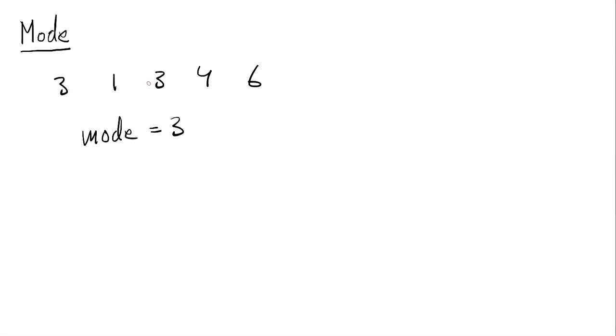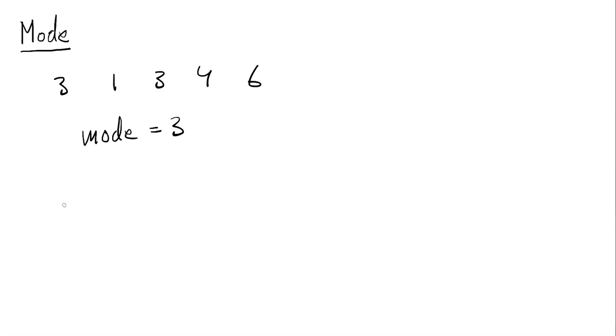The second measure of center we will look at is called the mode of a dataset. And the mode of the dataset is the most frequent of the data in the dataset. So if I throw a die now again, let's say I get 3, 1, 3, 4, and 6. In this case, the most frequent data is 3. So in this case, the mode is equal to 3. So that one is most frequent.